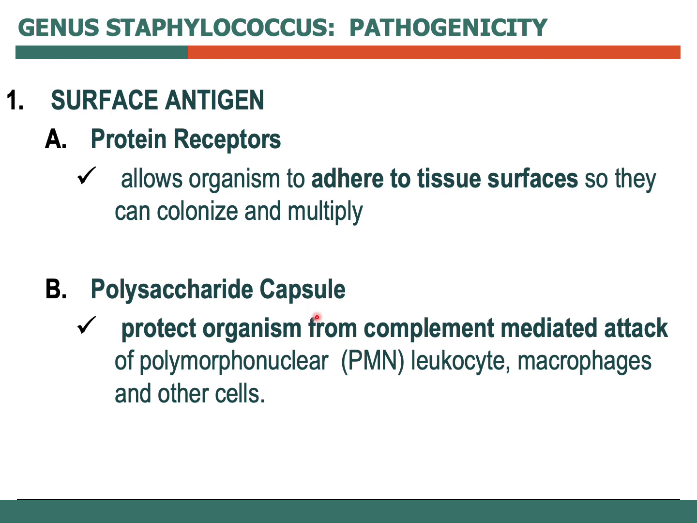You also have the polysaccharide capsule. Again, the main function of your capsule is that it protects the organism from phagocytosis. Similarly, it protects organisms from complement-mediated attack by polymorphonuclear cells, macrophages, and other cells, because these are phagocytic cells. So it prevents phagocytosis.